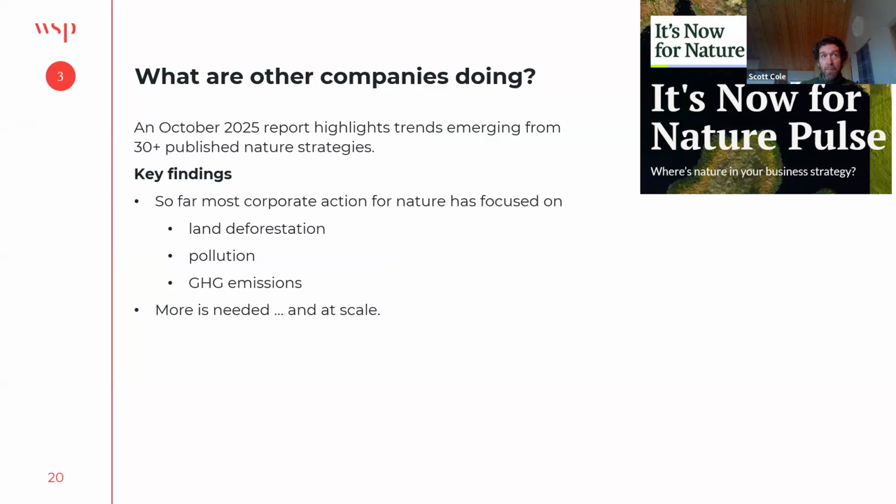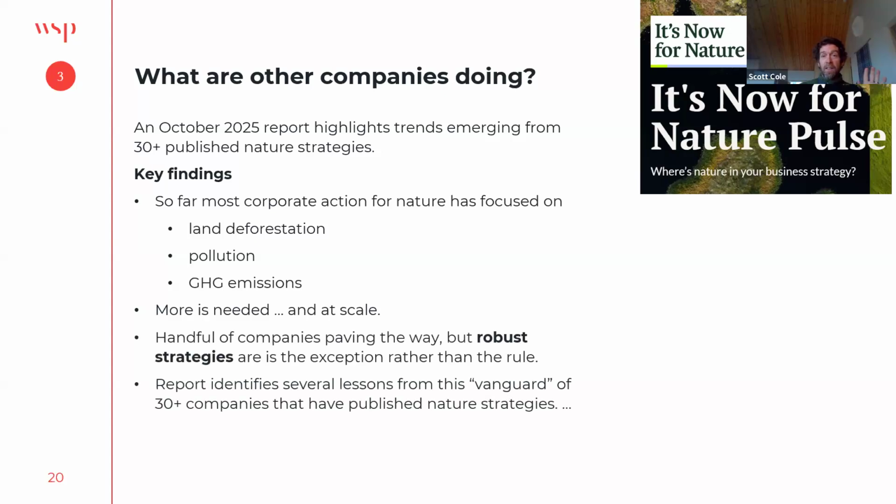That number's now gone up, and one of the key findings is that there's been a lot of corporate action, but it is generally focused on land, deforestation, pollution, and greenhouse gas emissions. We need to do a lot more. We need to do it at scale. There's a handful of companies doing this well and robustly, but those tend to be the exception rather than the rule: these robust, broad nature strategies that address a lot of different risks.